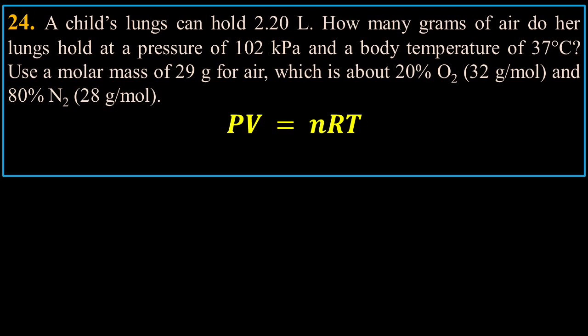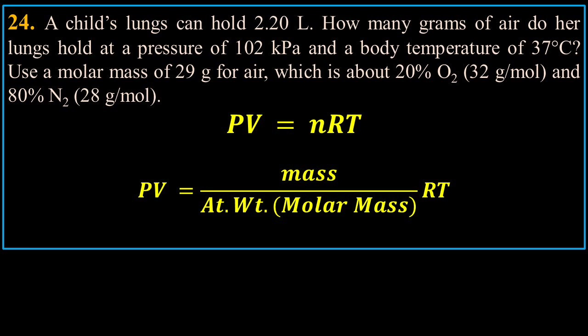Now n equals mass over atomic weight. They're saying that the atomic weight is going to be 29. That's what they mean by molar mass: the mass in grams of 1 mole of any particle is equal to the mass in grams of 1 particle in atomic mass units. They're talking about atomic mass units, molar mass, same thing. But I just say it's divided by atomic weight. It's just easier. So there's the equation, and you're going to plug in.